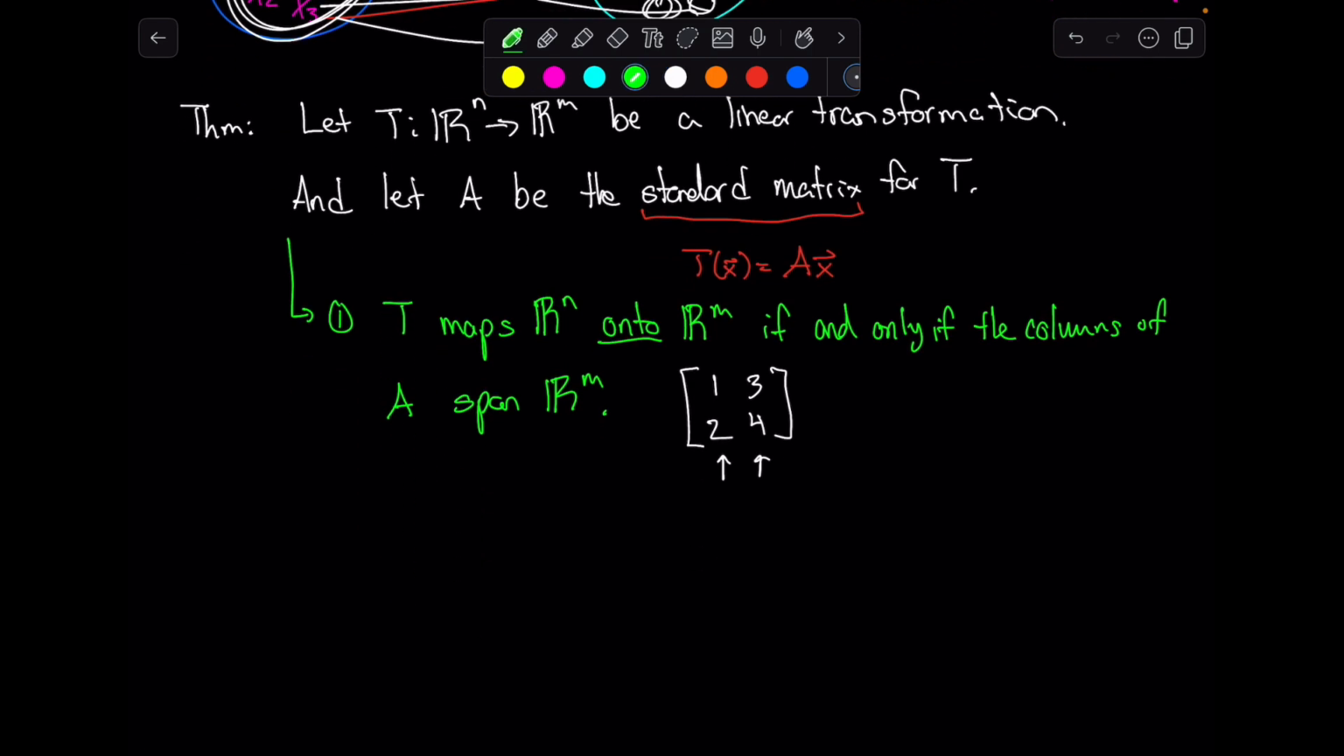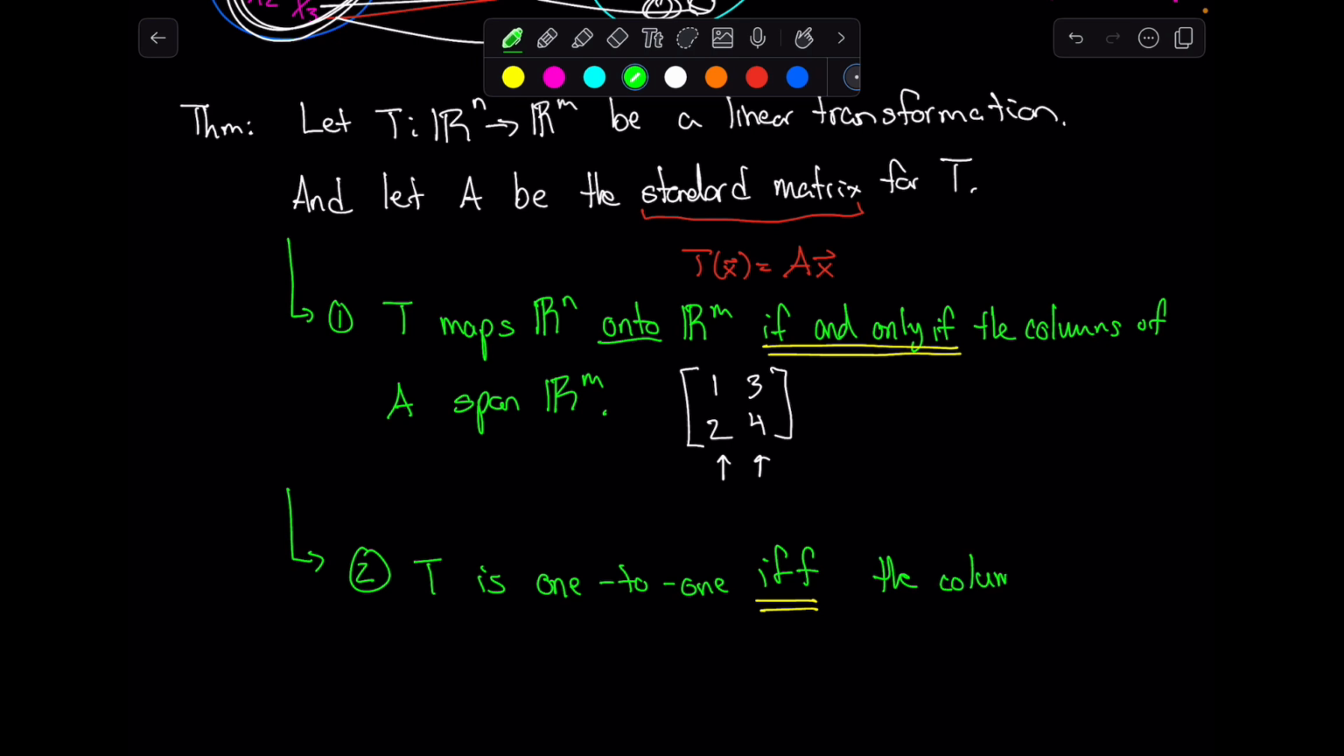And don't worry, we're going to do an actual example to drive all this home. But the second criterion is that T is 1 to 1 if and only if, and we shorthand that in mathematics by writing two F's. Basically, if one is true, then the other is true, and if one is false, then the other is false as well. So T is 1 to 1 if and only if the columns of A are linearly independent.